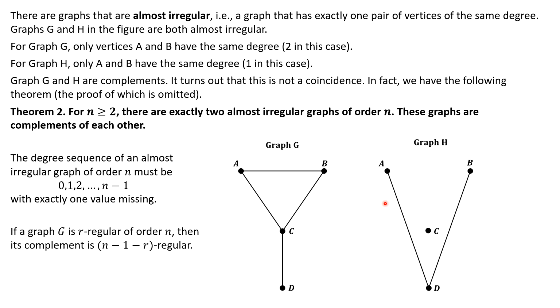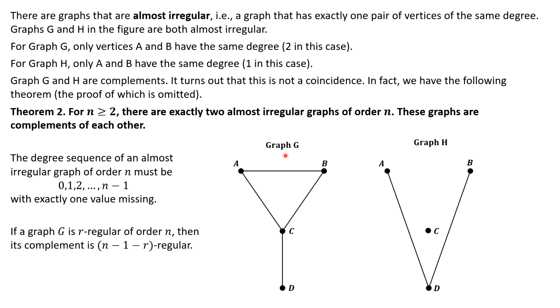In general, we have this theorem here. For n greater than or equal to 2, there are exactly 2 almost irregular graphs of order n. And these graphs are complements of each other. So I need to explain what complements mean, and I'll do that in the case for n equals 4.